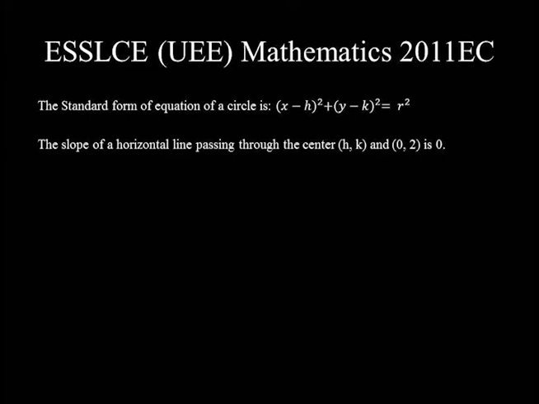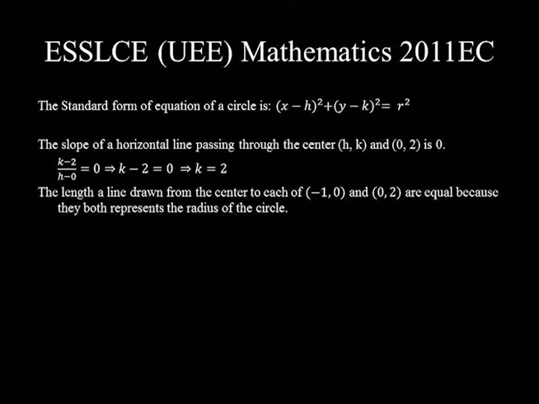The slope of a horizontal line passing through the center h, k and the point of tangency 0, 2 is 0, because it is perpendicular to the y-axis, which is tangent to the circle at 0, 2. So the slope of the line is k minus 2 divided by h minus 0 is equal to 0. 0 means 0 over 1. Then multiplying crisscross, we will find k minus 2 times 1, which is k minus 2, is equal to h minus 0 times 0, which is 0. Taking negative to the other side of the equality, we will find k is equal to 2.